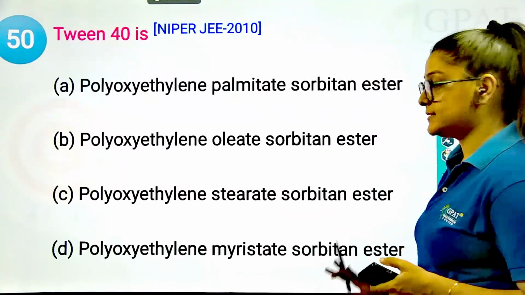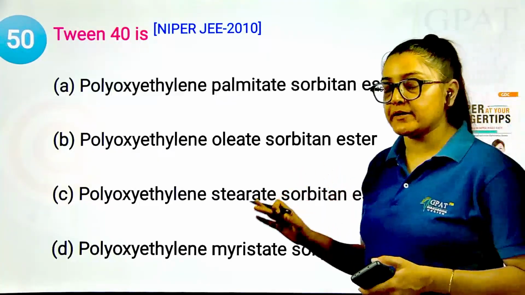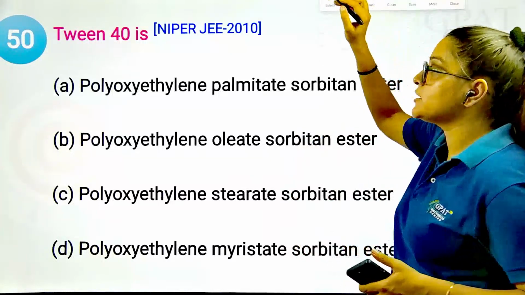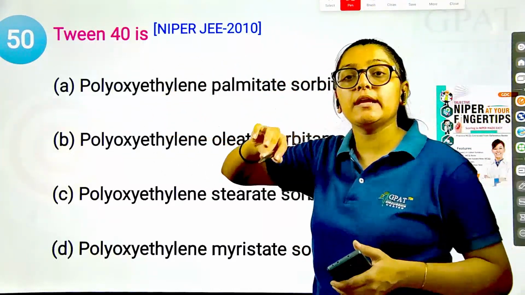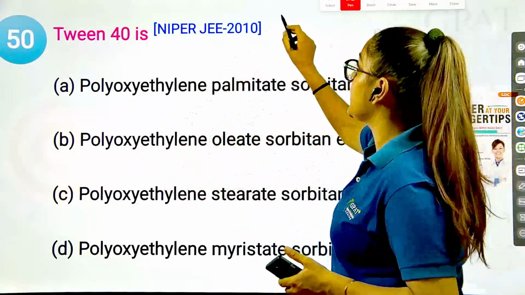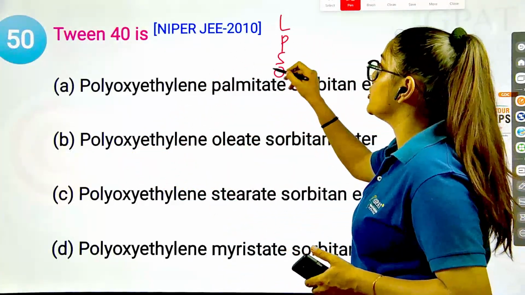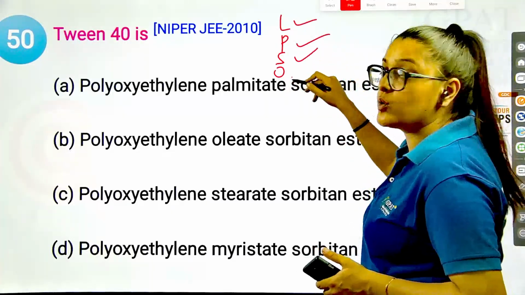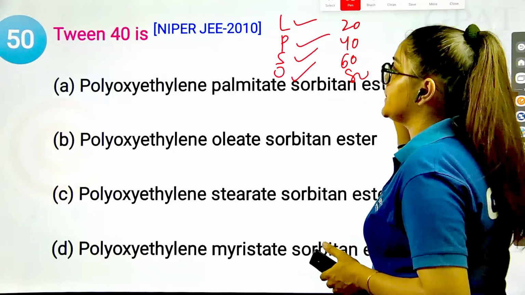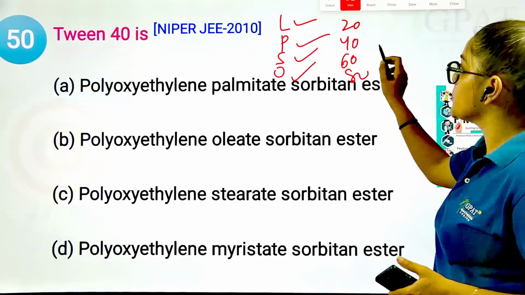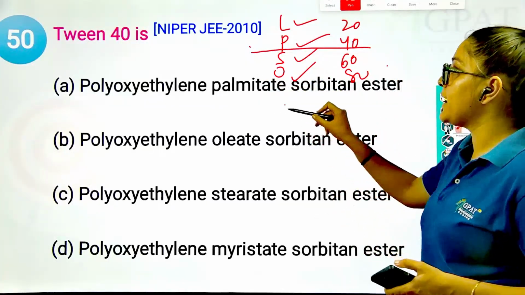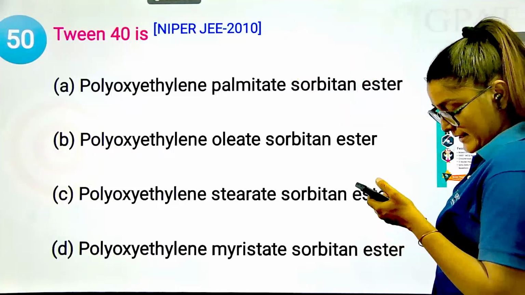Tween 40. See, non-ionic surfactants, Span and Tween. For the Span we have sorbitan esters. For the Tween we have polyoxyethylene sorbitan esters, polysorbates. Then we have the L-P-S-O: laurate, palmitate, stearate, oleate, which correspond to 20, 40, 60 and 80. Tween 40 is going to be the palmitate ester only, right? So we have the palmitate. Option A is correct.